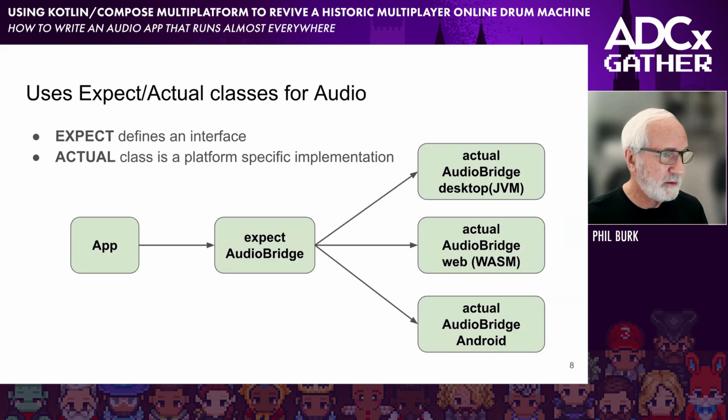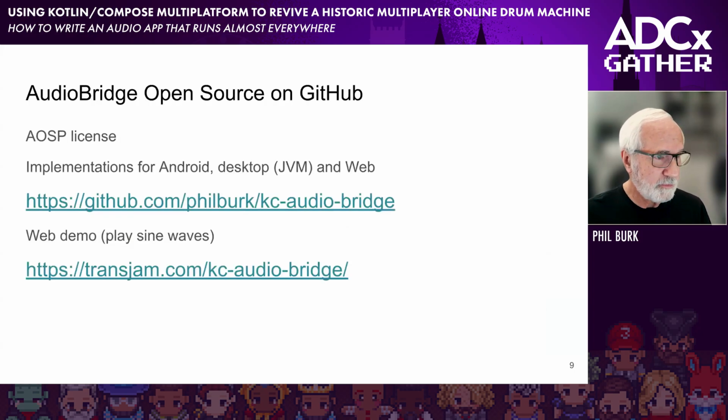So the way it's implemented, Kotlin has these expect and actual classes. So it's kind of like a Java interface. The expect class defines the interface for the class or a function, and then the actual class is the implementation for specific platforms, like on desktop or for WebAssembly. The code is available on GitHub, and you can try it out. There are some demos and some documentation on how to get it to work.